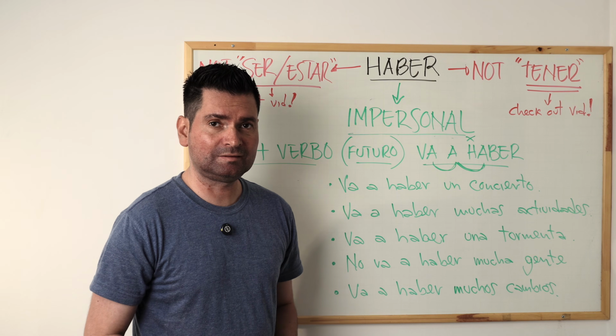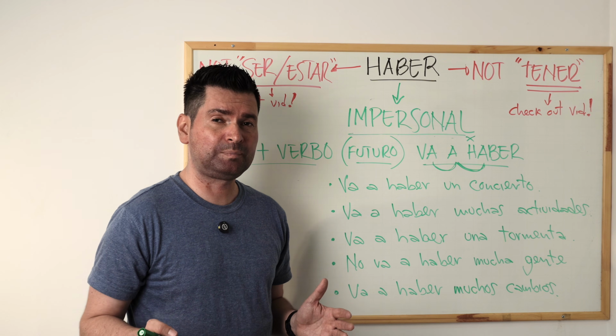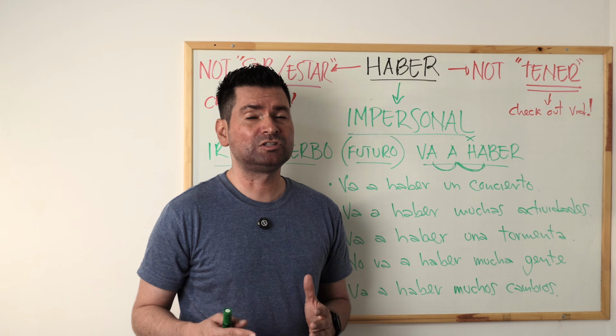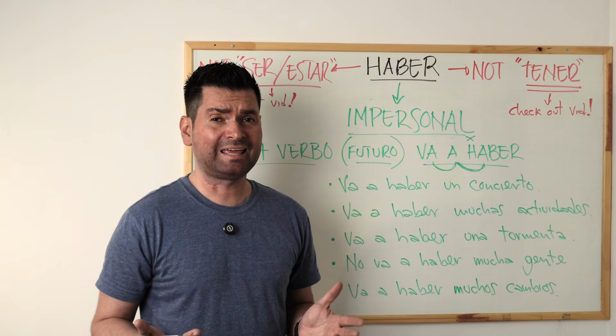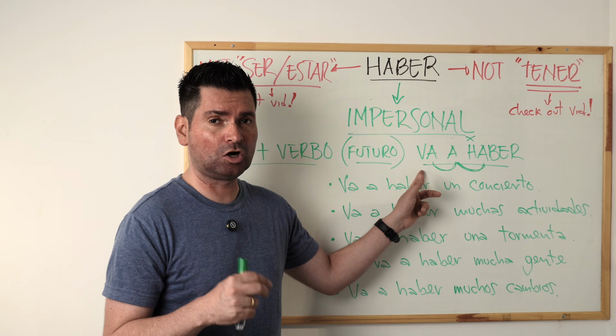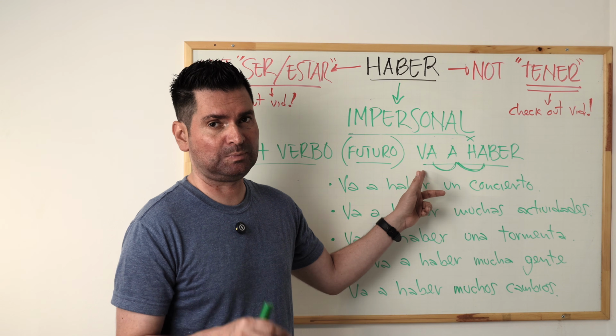No va a haber mucha gente. There isn't gonna be a lot of people. Va a haber muchos cambios. There are going to be a lot of changes. And again, we don't use the plural form. So "van a haber" is a common mistake, even for Spanish speakers.